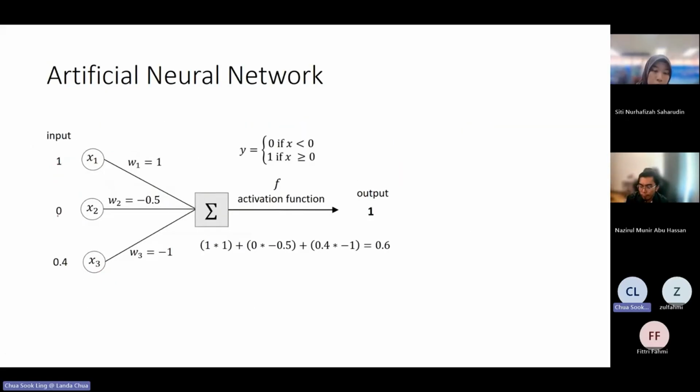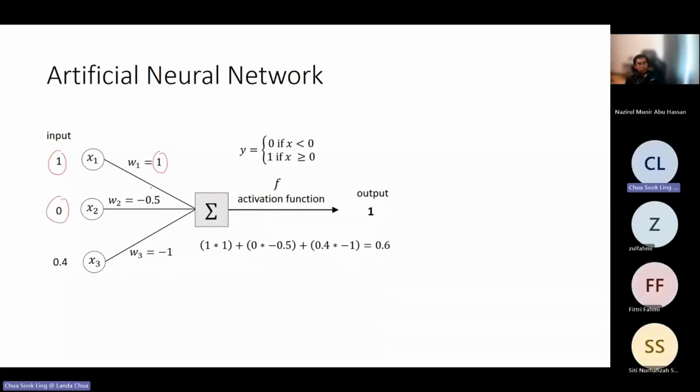Assuming these are our inputs, we have 1, 0, and 0.4. And these are the weights that we randomly initialized: weight 1 is 1, weight 2 is minus 0.5, weight 3 is minus 1. All of this will go through a summation function. So what we can do is take this input, multiply with this weight, take the next input, multiply with its weight, and take this input, multiply with its respective weight, and sum them up.